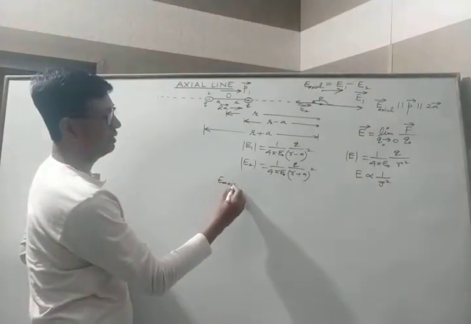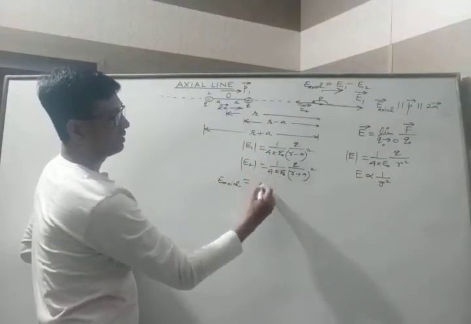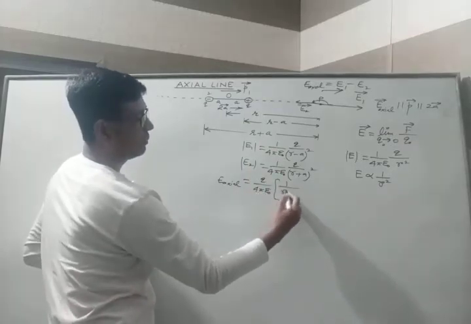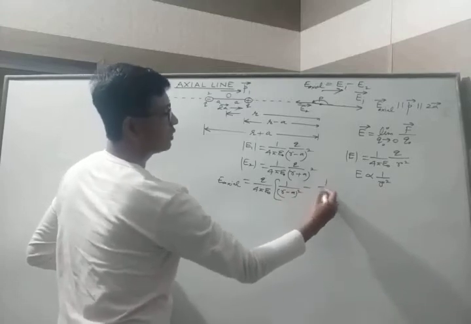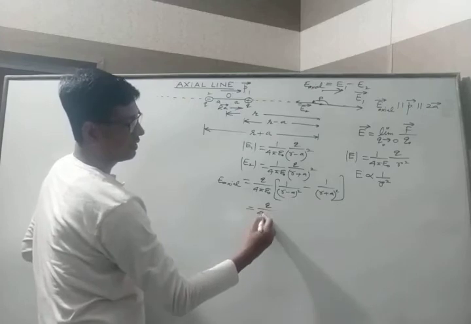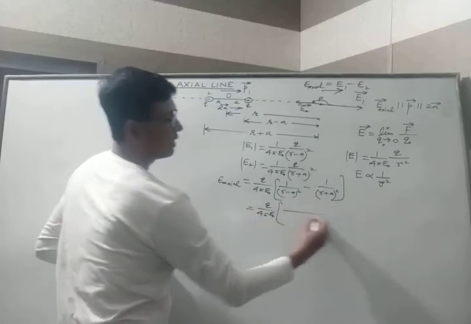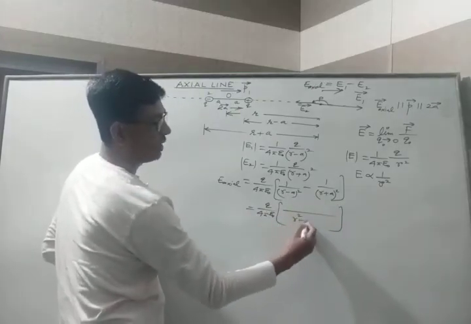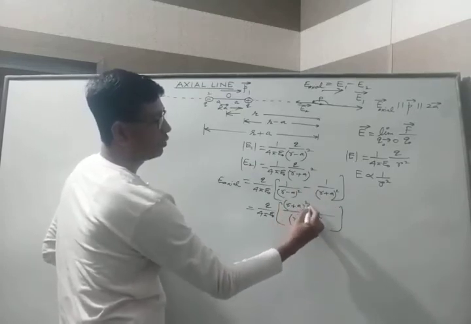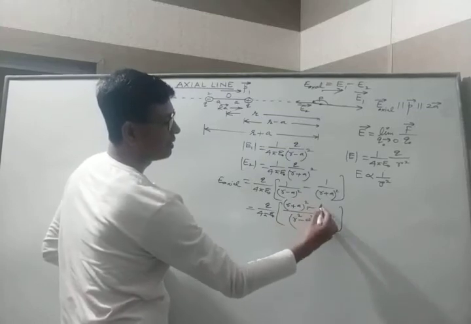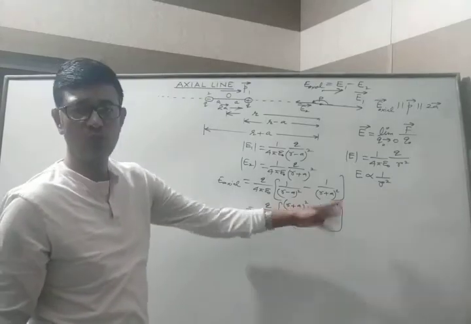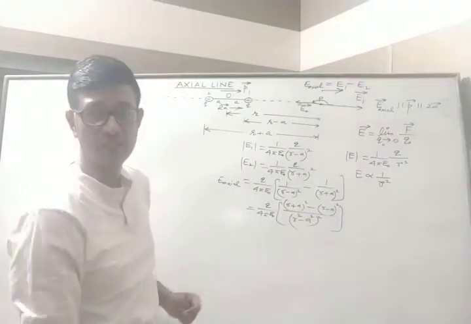So E axial would be equal to E1 minus E2. We can take Q over 4 pi epsilon as common. It will be 1 over R minus A whole square minus 1 divided by R plus A whole square. Keep solving it and we'll arrive at the result. So we can take the LCM, which would be R square minus A square whole square. Over here the numerator would be R plus A whole square minus R minus A whole square. This is in the form of A plus B whole square minus A minus B whole square. You can easily expand it, isn't it?